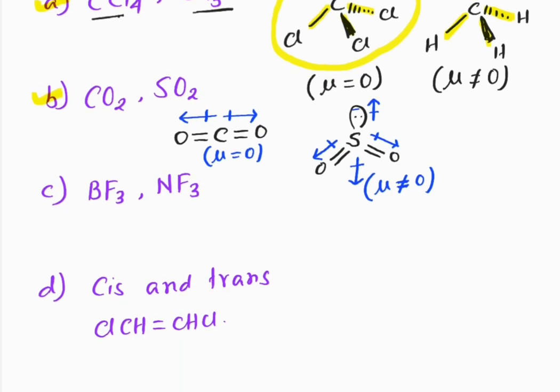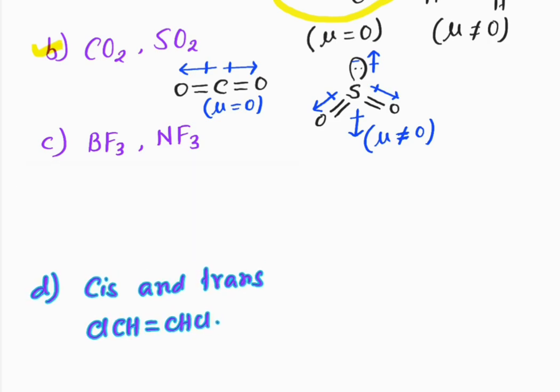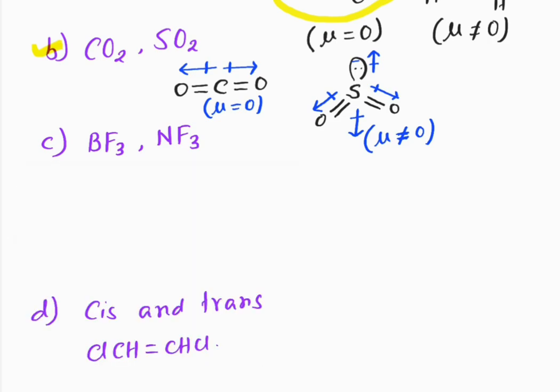Now let us take the third case, that is BF3 and NF3. In case of BF3, the structure of BF3 is like this. This is the structure of BF3. And for NF3, this is the structure of NF3.